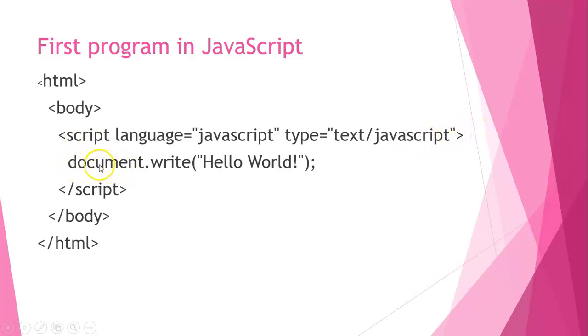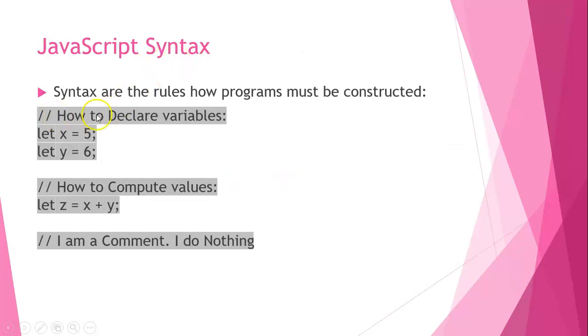And then this is a function that we use to output data on the screen. So what we are going to see on this particular screen, if we run our browser, is Hello World. Now the syntax. Syntax is simply the rules of writing a program, and these rules run from how you declare variables to how you perform some calculations.